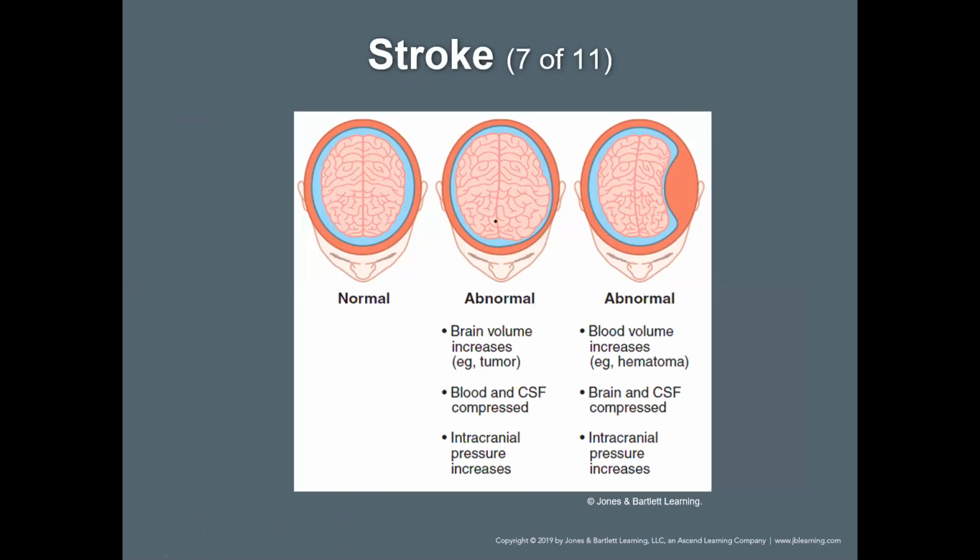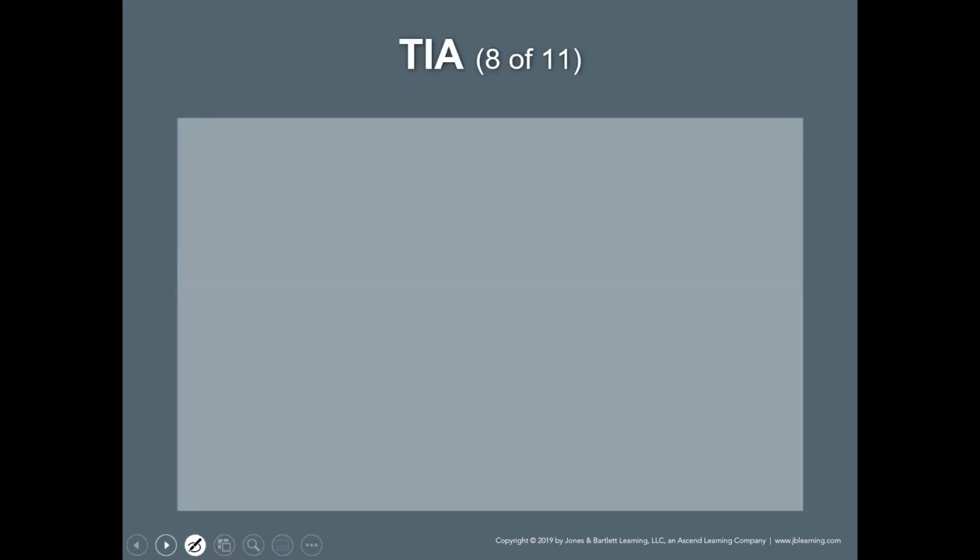See this shift right here where it's kind of doing that thing. So brain volume increases. Maybe there's a tumor growing here or something. Blood and CSF is compressed and intracranial pressure increases. This is a blood volume increase, like a hematoma. This is an epidural hematoma here. Brain and CSF is compressed and intracranial pressure rises. So that's pretty dramatic pictures right there.